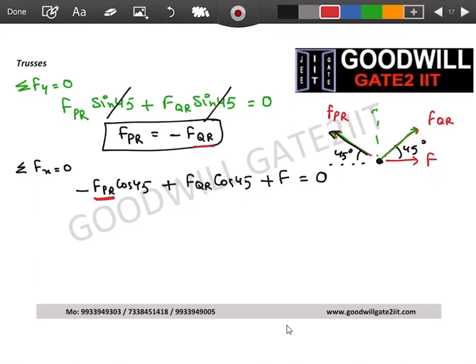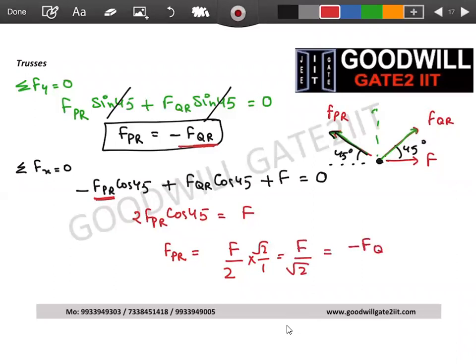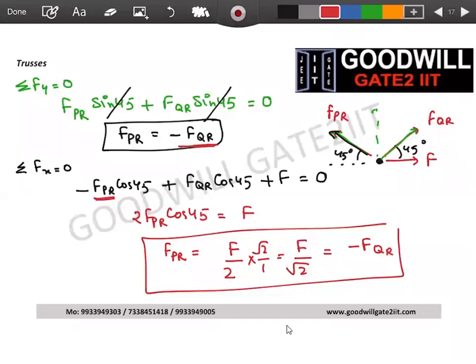Guys, this is fine, right? So I'm writing this as 2 FPR cos 45 equals F. I hope it is clear. I've just substituted this value. I've substituted, to be very precise, FQR as minus FPR and sent the other terms to the other side, cos 45. So if you now calculate force in one truss member, it came out to be F divided by 2 divided by cos 45. And you know what cos 45 is? It is 1 by root 2, right? This root 2 and this got cancelled out. So you get this as F divided by root 2. And this is also force in QR, but with a negative sign. So I've calculated forces in both the truss members.